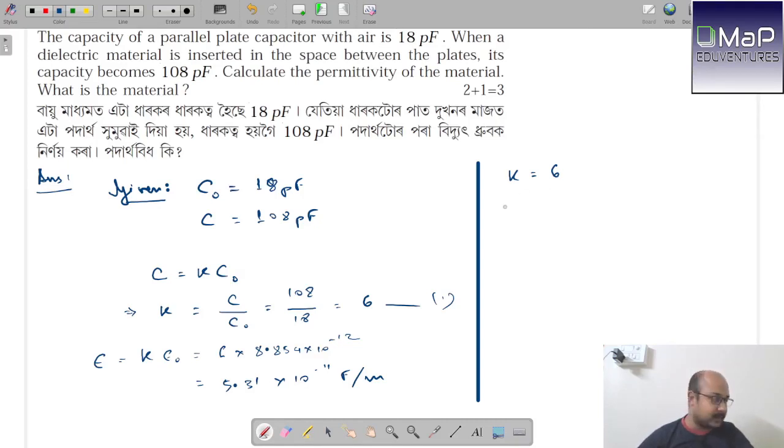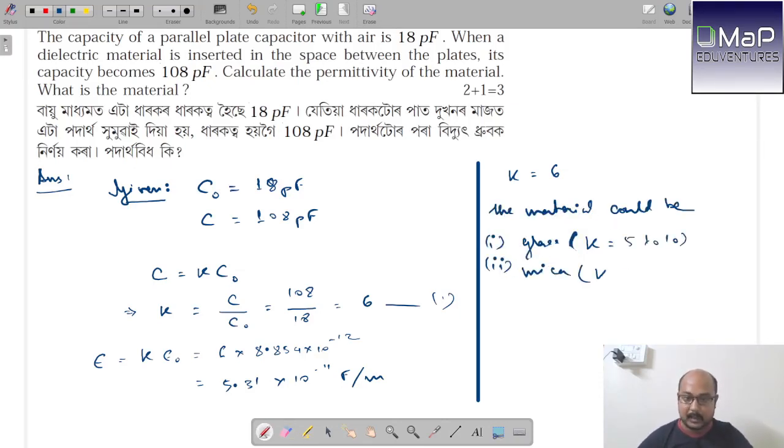The material could be either glass or mica, since the K value for glass is 5 to 10 and for mica is 3 to 6. Since we have a value of K equal to 6, the material can be either glass or mica.